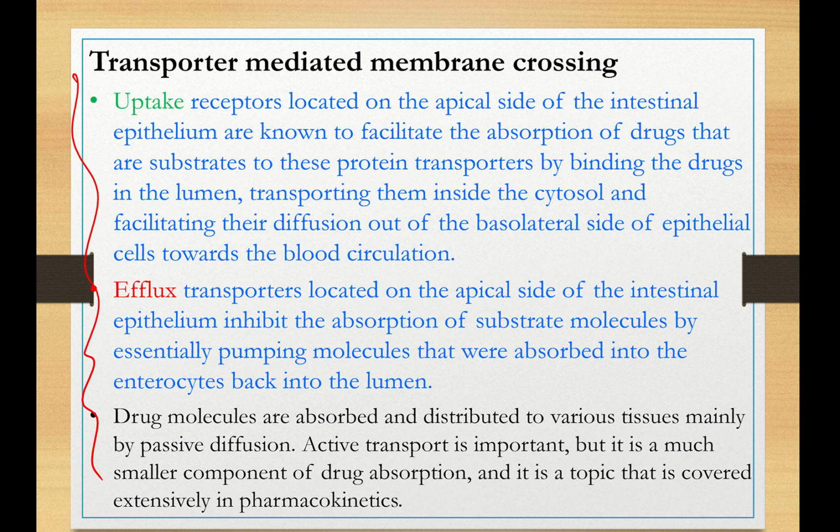It's clearly written here. Again, uptake transporters are always getting drugs inside the cells, but it does depend whether they're located on the apical side or the basolateral side of the epithelium. Efflux transporters are always pumping drugs out of the cells. And if they're located on the apical side, they will pump them back into the lumen, away from the blood, so they prevent their absorption.